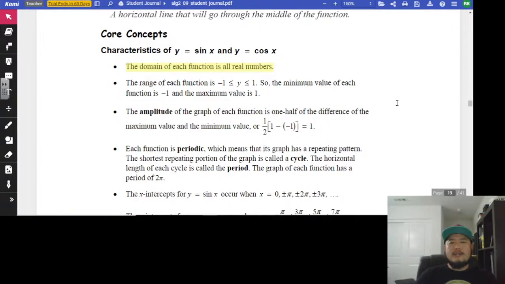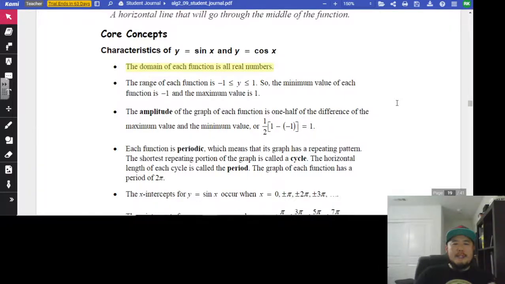Now, sine and cosine functions, what I initially showed you right there was actually the sine function. Okay, y is equal to sine x. And in both sine and cosine functions, the domain of each function is all real numbers, because that wave just keeps going up and down, it doesn't stop. It keeps going for infinity, both positive and negative values for x.